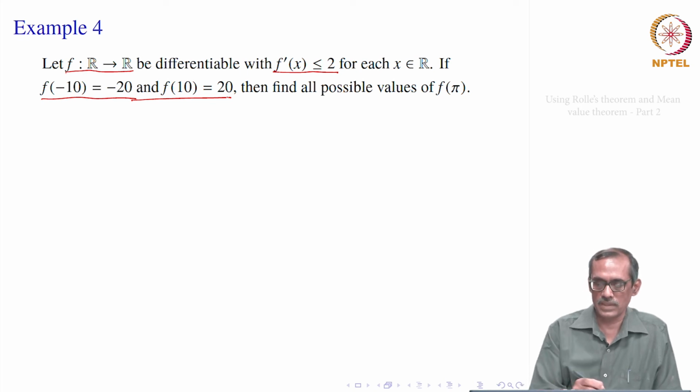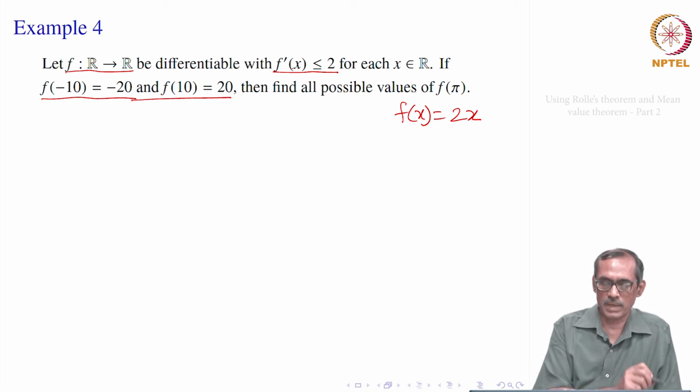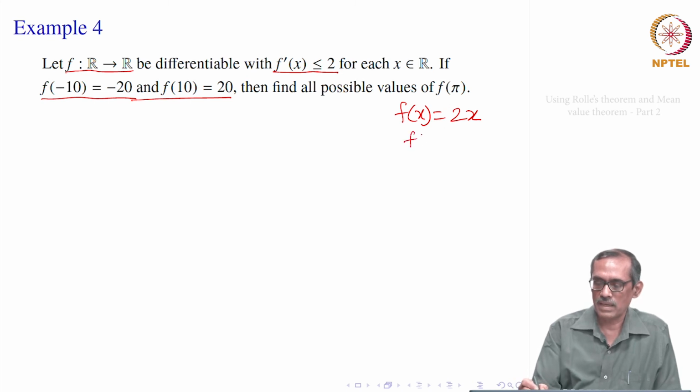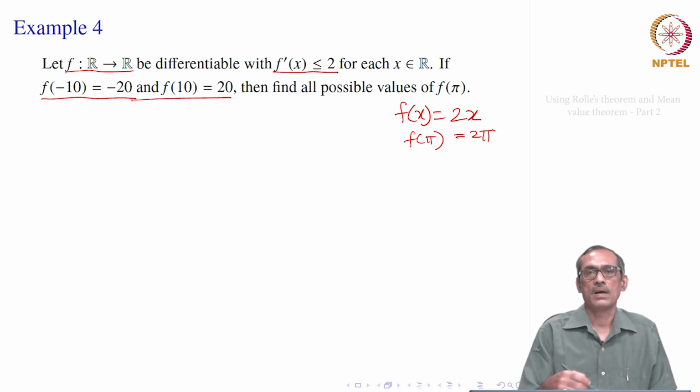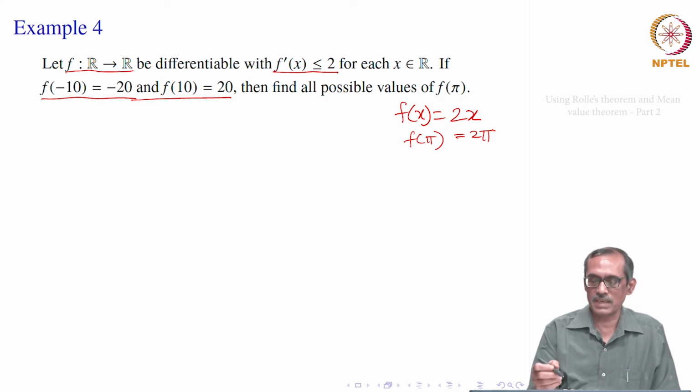So, as you guess, we can have some f of x which will satisfy this, say equal to 2x. I think that does, which is f prime x less than or equal to 2, f at minus 10 is minus 20, f at 10 is 20. So, now a possible value of f of pi is 2 pi, that is a possible value, but there can be all other possible values. So, it is asking us to find out all possible values of f of pi.